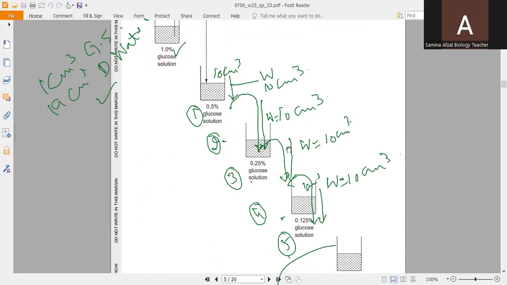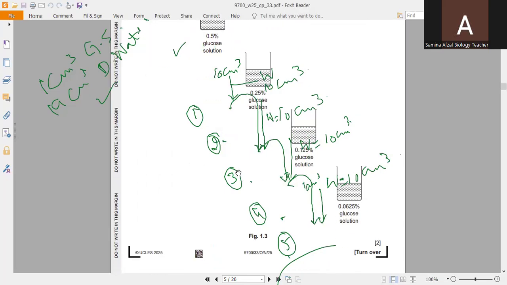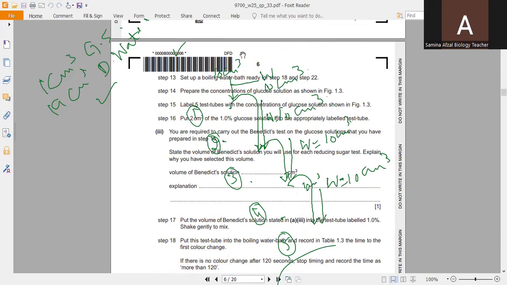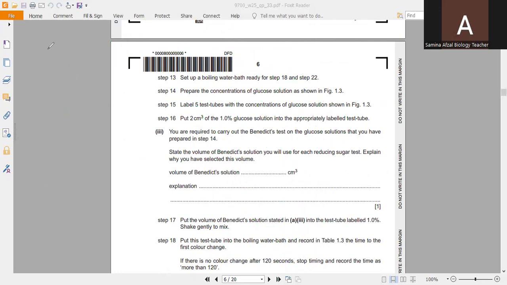Now moving towards the next page, here we have reached step number 13. Clearly and thoroughly read all these steps, then you will be able to conduct this experiment. Set up a boiling water bath ready for step 18 and step 22. They will already provide you this water bath during your experiment.